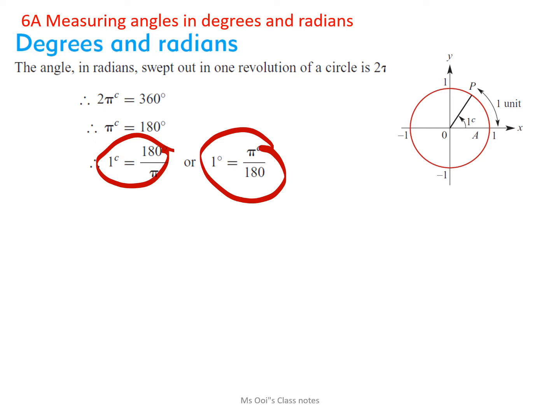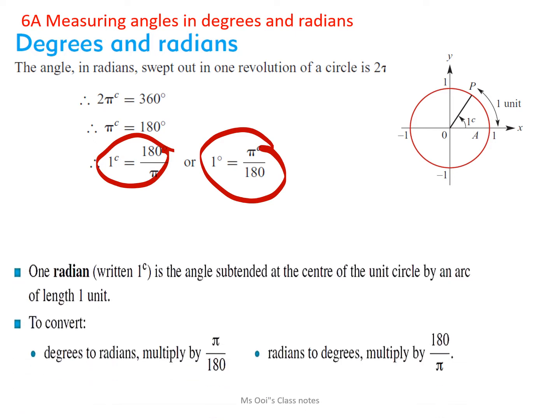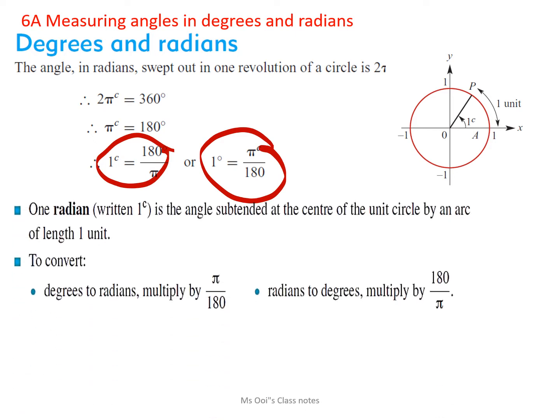The unit for radian is c. Can you see a little c here? And a degree is just that little 0 here. All right, so what is 1 radian? 1 radian is basically the angle subtended at the center of the unit circle by an arc length of 1 unit. That angle that's subtended at the center is called 1 radian.